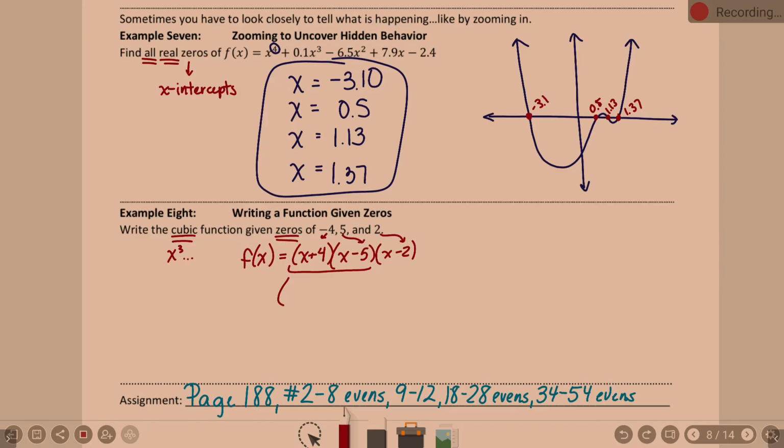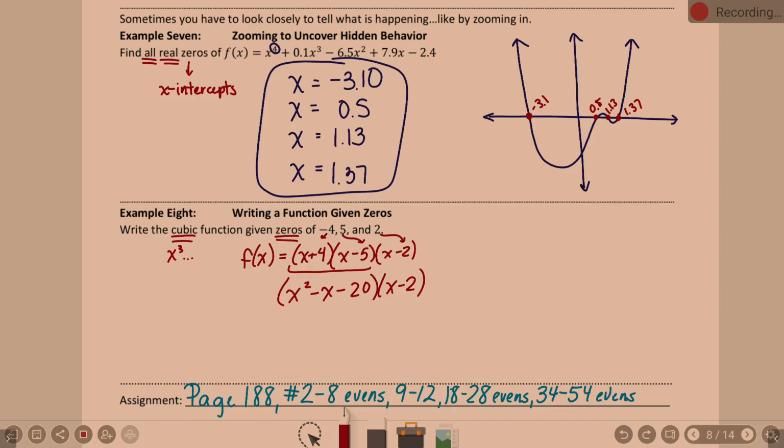Yeah. X times x is x squared. Outsides, x times negative 5, negative 5x. Insides, that's plus 4x, so negative 5x plus 4x is minus x. And last, 4 times negative 5, minus 20. And then don't forget to carry down the x minus 2. So you save yourself a step if you don't have to do that cleanup.